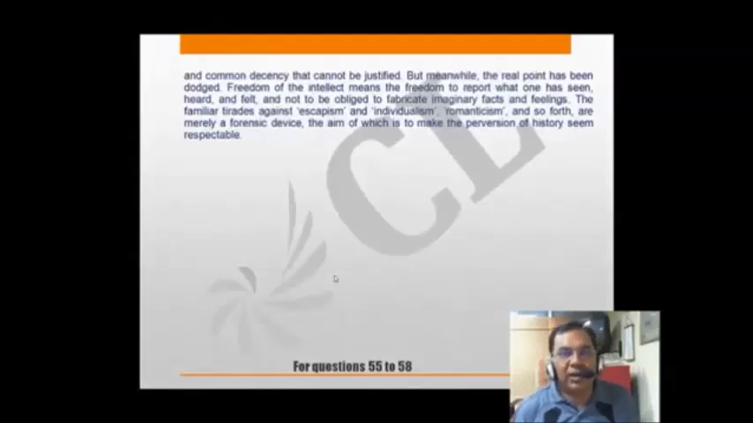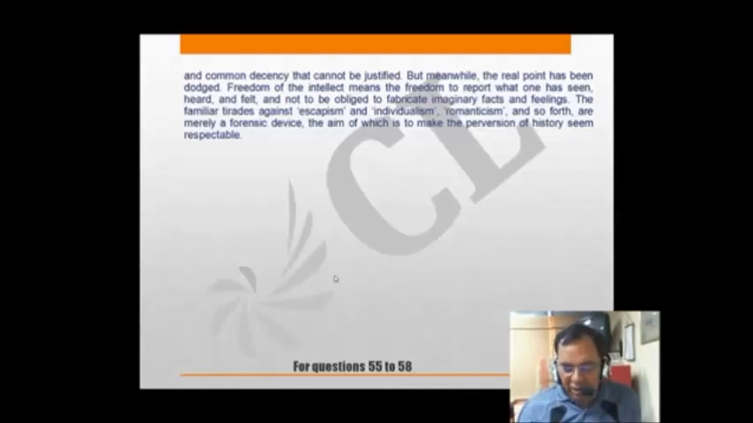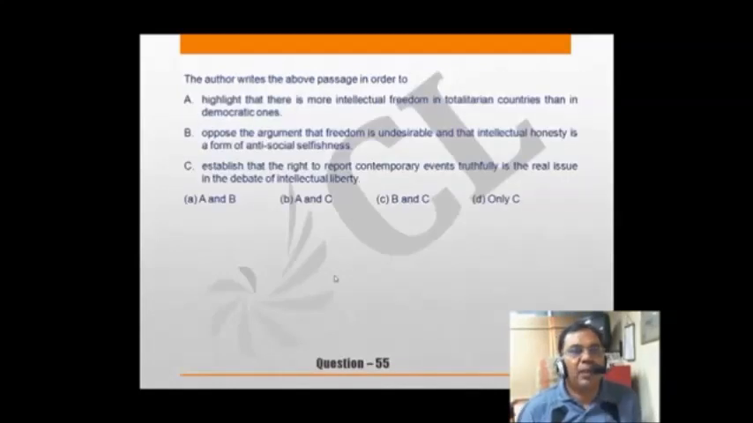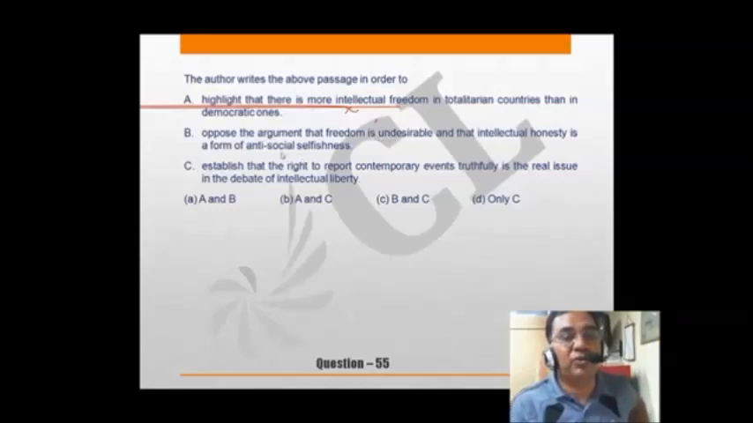So again, the central idea talks about how they believe in masking the facts. They talk about different words which they cannot comprehend, and this is how they go about it. So now, the passage in order to highlight that there is more intellectual freedom in totalitarian states? No, there is no freedom in Russia. Oppose that freedom is undesirable. No, freedom is needed. Underway, intellectual honesty is a form of anti-social selfishness.